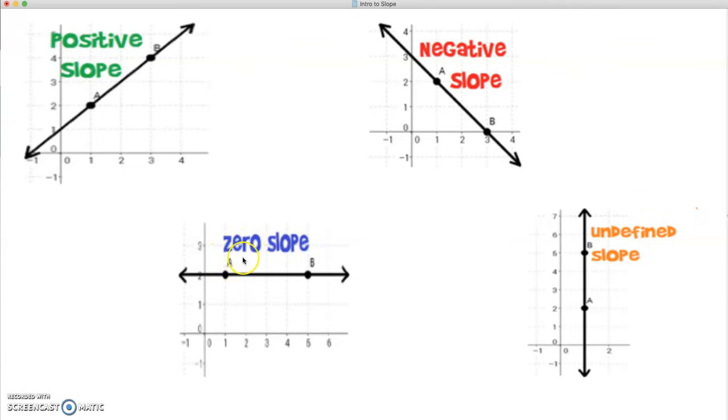Here, for a zero slope, notice we have zero rise between points A and B. So if we were to count rise over run, the rise would be 0 over a run of 4. 0 divided by 4 would be 0. An undefined slope: here from A to B we would rise 3, but we have no run from left to right. So we would have a rise of 3 divided by a run of 0, and 3 divided by 0 is undefined.